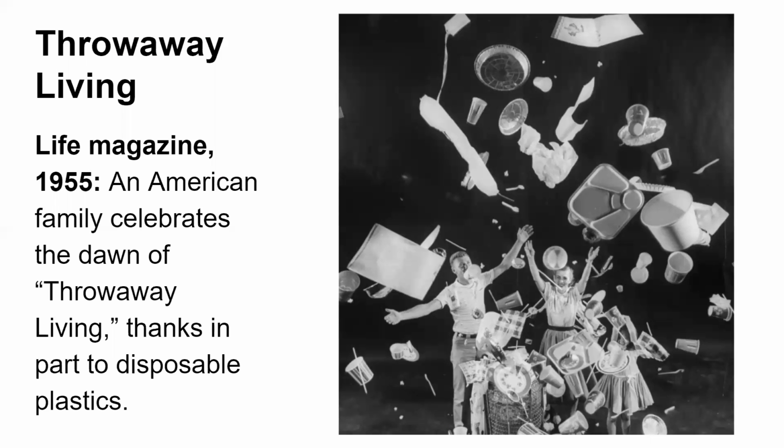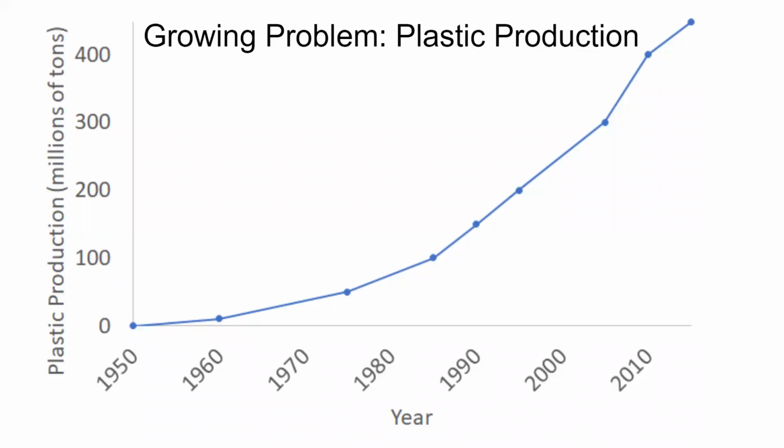We live in a throwaway society. On the right, you can see a picture of a family celebrating this fact in Life magazine in 1955, when these products were first introduced to the market. This has led to an increase in plastic production, leading up to over 400 million tons of plastic products being produced.